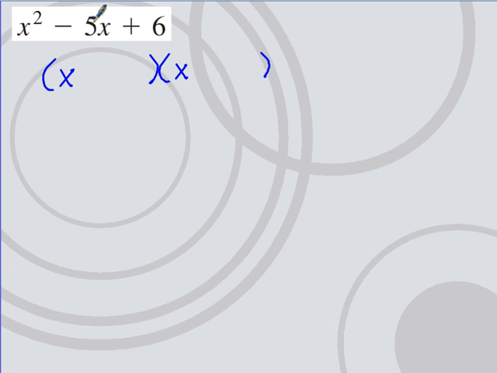Elizabeth, give me some ways to multiply to give you 6. 3 and 2 or 1 and 6, right? That's it. That's the reason I always start here, because the list is so much shorter.